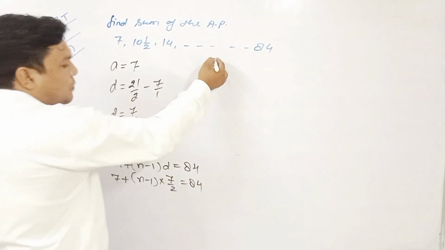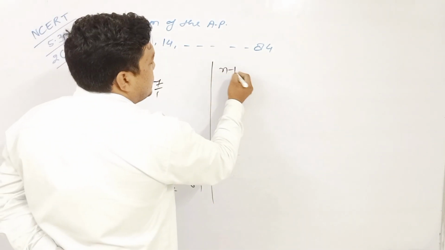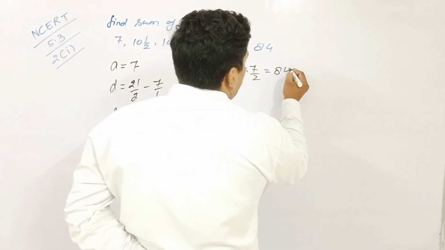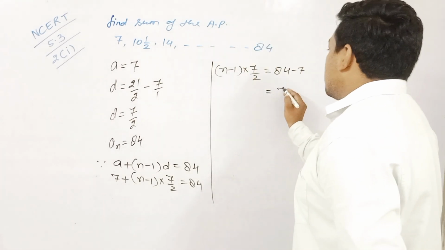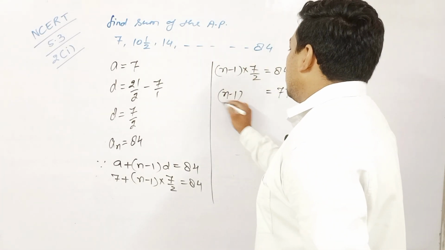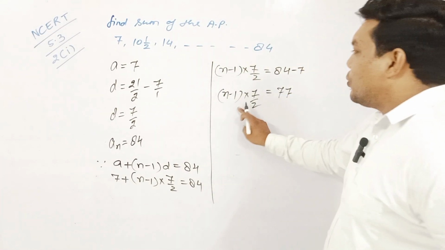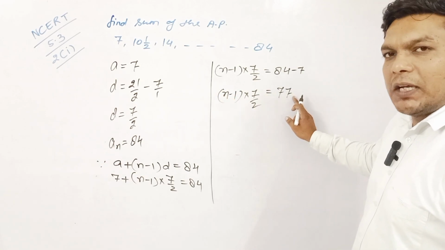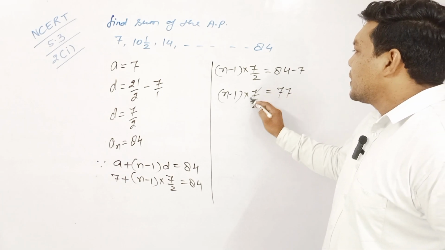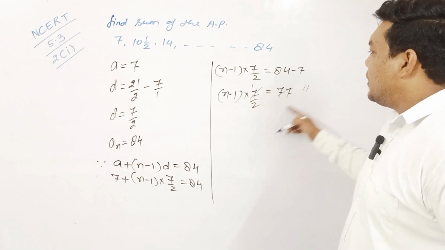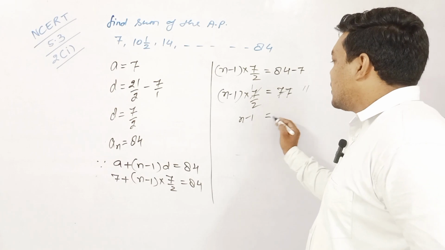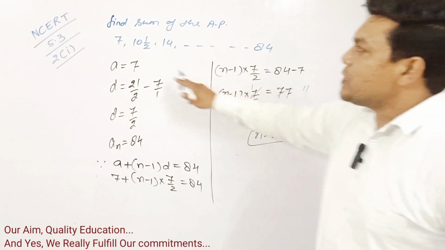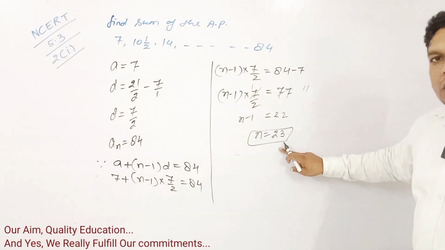Take the 7 to the RHS. It is n minus 1 into 7 upon 2, which is 84 minus 7. 84 minus 7 will give you 77. So it is n minus 1 into 7 upon 2. This 7 upon 2 is in multiplication with n minus 1. So this 7 and 77 can be cancelled out. 7 ones are 7, 7 elevens are 77. When you multiply, n minus 1 is equal to 22, and n is equal to 23. So there are 23 terms.